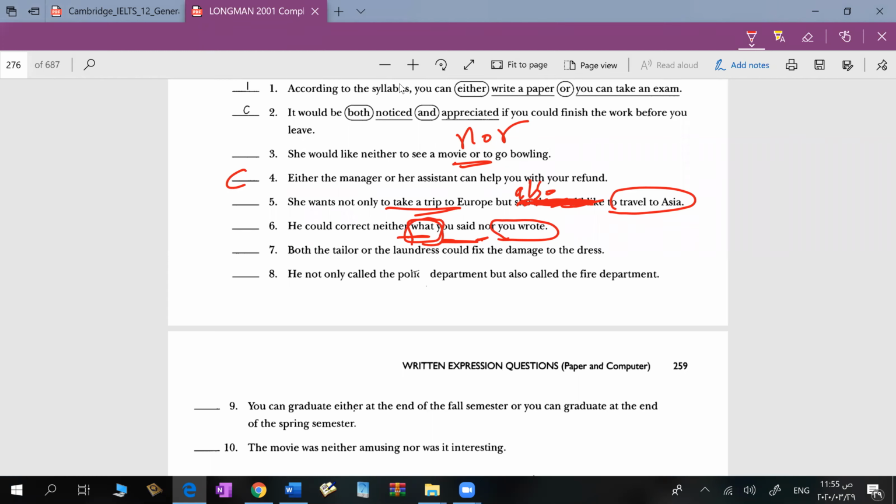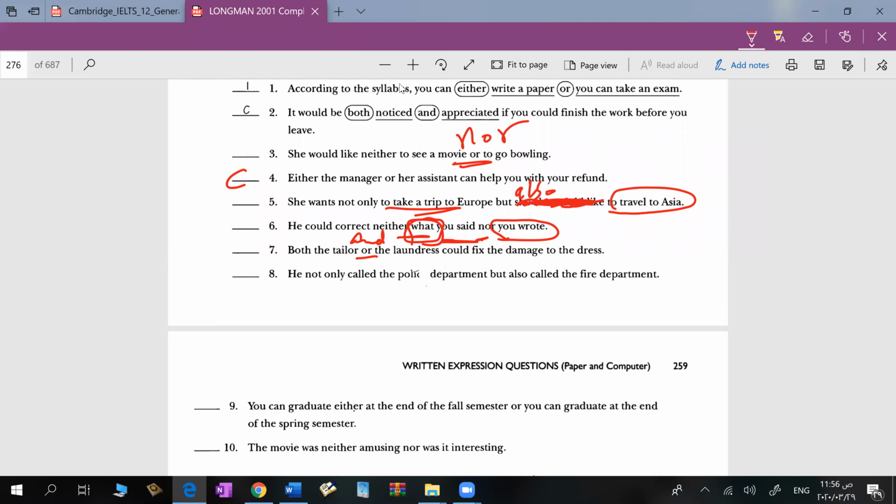Okay. Both the tailor and the laundress could fix the damage. Both the tailor or. I think it's incorrect. Do we say both or? No, we say either or. Oh, okay. So it's incorrect. So it should be both and.